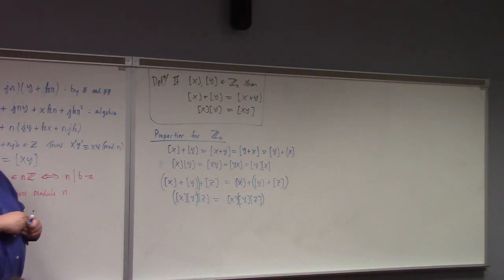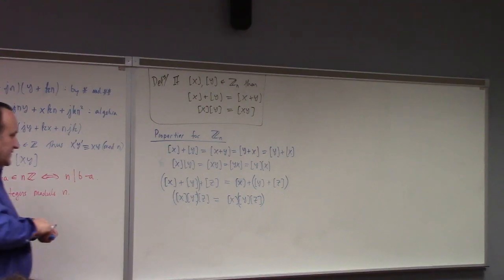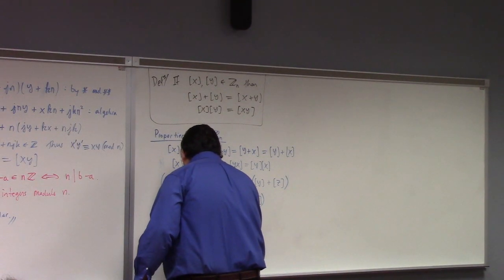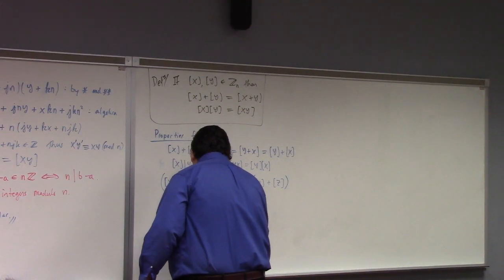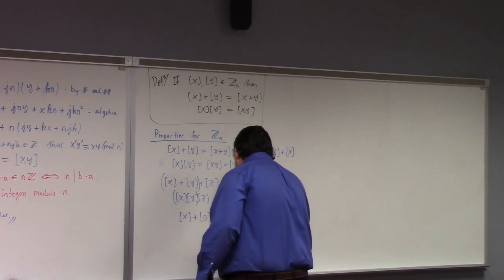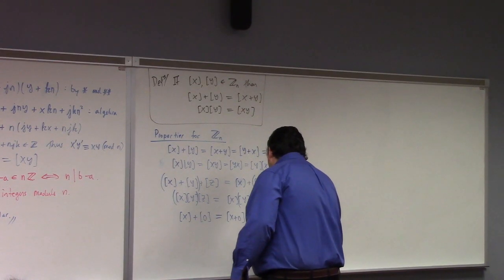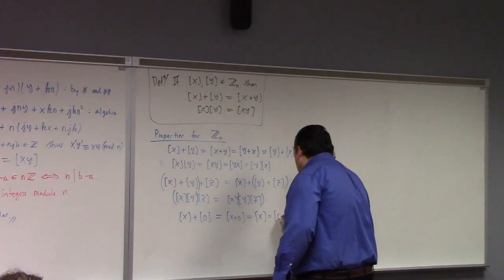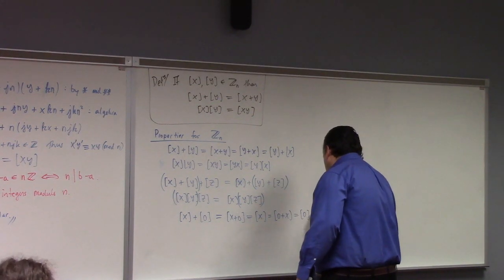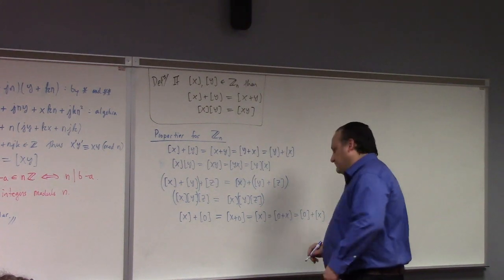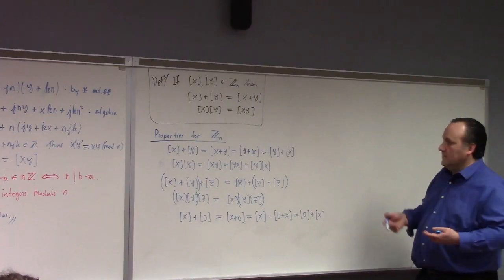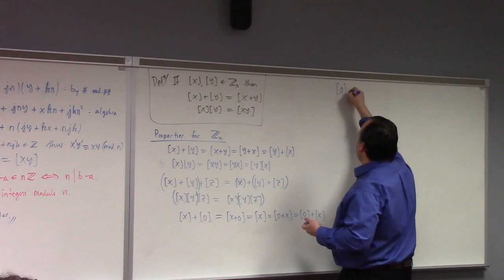What else? There's an additive identity. Check this out. x plus the equivalence class represented by 0 is equal to x plus 0, which is x, which is also 0 plus x, if you like. So there is a 0 in this set, and 0 is the additive identity.